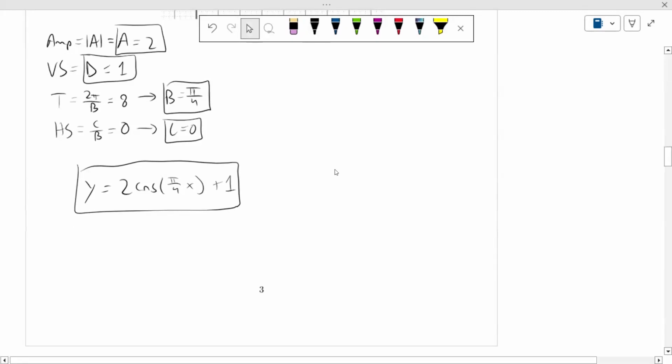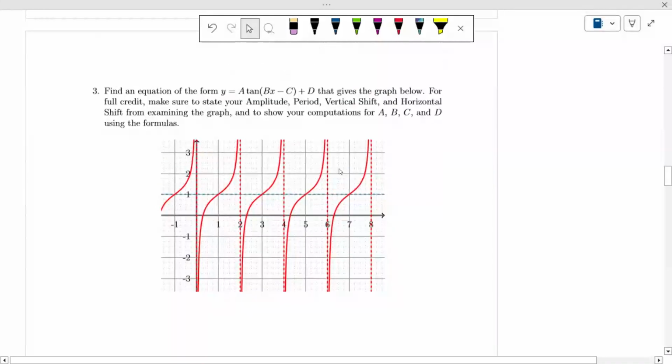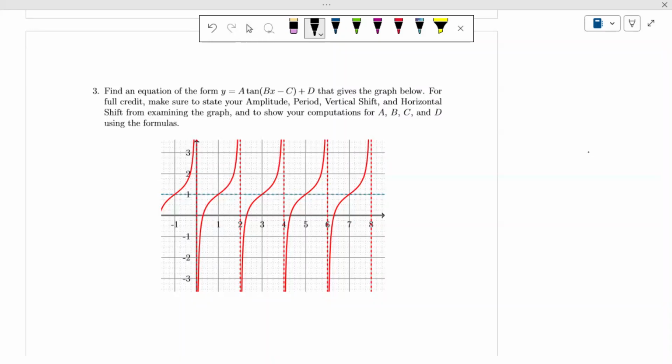Okay. Well, then let's go on to the tangent wave, right? It's not really a wave, because it's discontinuous. But the tangent function here, we're looking for something of this form, y equals a tangent of bx minus c plus d. We're going to start off the exact same way we did for sine. We're going to draw one full period of tangent on there.